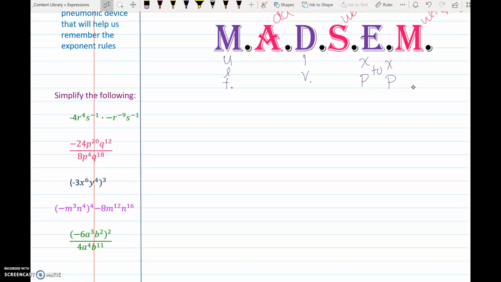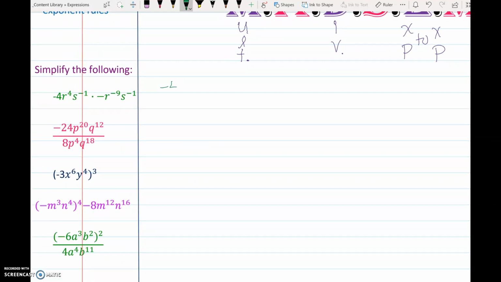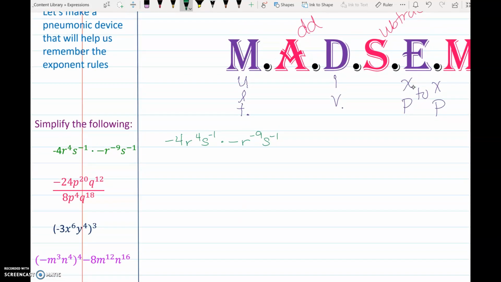Now, let's go ahead and simplify some of these. So our first problem, okay, we have a nice multiplication problem. Negative 4r to the fourth, s to the negative 1, times negative r to the negative 9, s to the negative 1. This is a lot of negatives to keep track of, so let's make sure we do this one thing at a time. All right, now first thing, think about what operation are we doing? Well, we're multiplying. So when we're multiplying, we add the exponents.